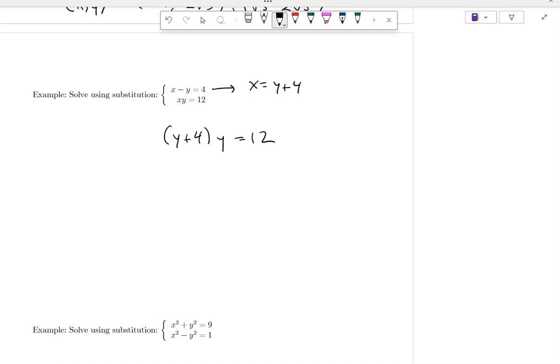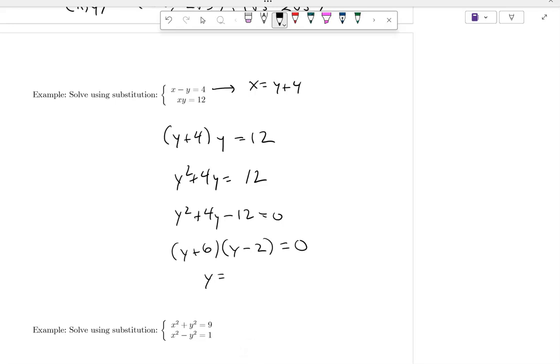Yeah, distribute. Good. So what do you get when you distribute? Y squared plus 4y equals the 12. What kind of equation do we have now? Quadratic. So what should we do? Good. Subtract the 12 over. This one should factor. I did plus 6 and minus 2. Good. Yeah, y plus 6 and y minus 2. So your two solutions for y are negative 6 and positive 2.